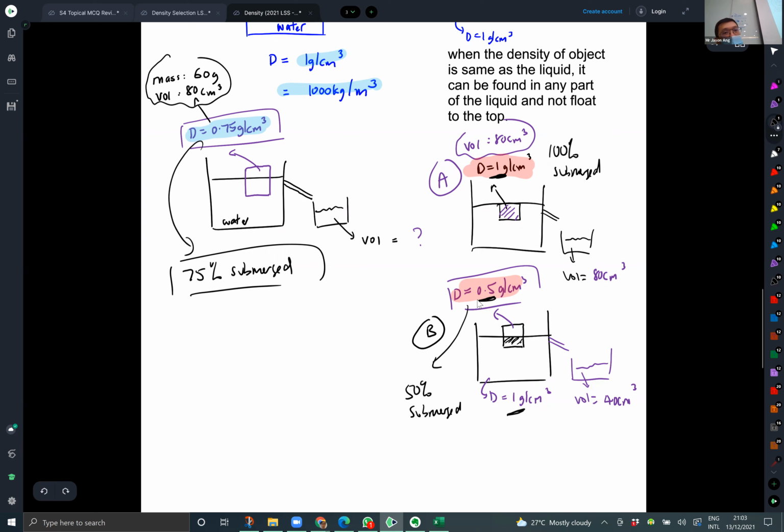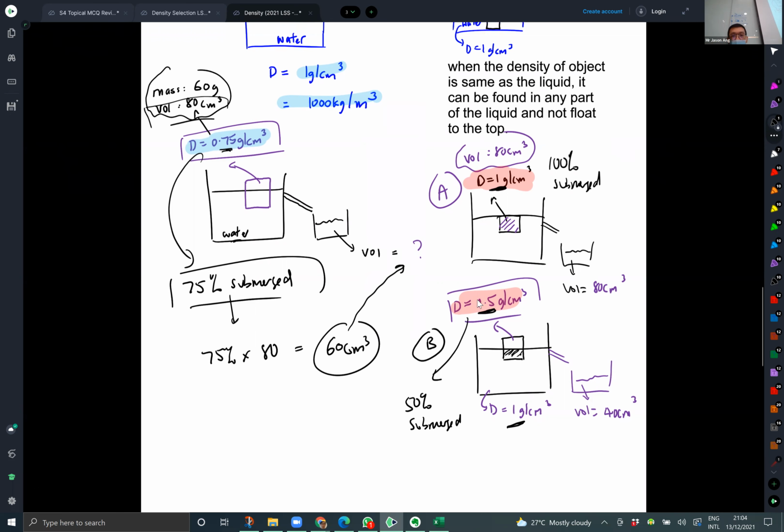But now this is 0.75 compared to the density of water, which is 1. So if you know that this is 75% submerged, you can take 75%, multiply by the volume of this block, which is given to us as 80, then you can get the answer. Okay, this is actually going to be 60 cm cube. All right.